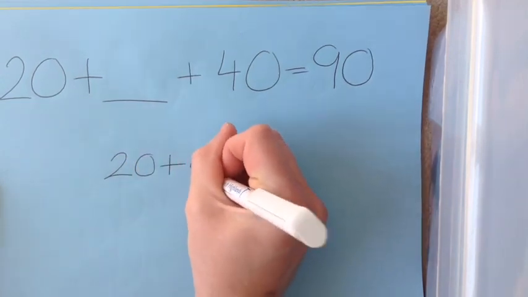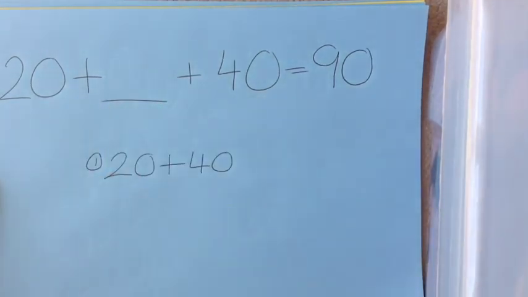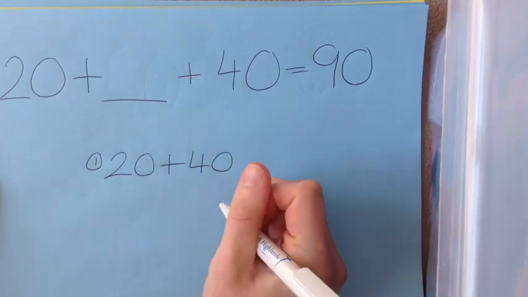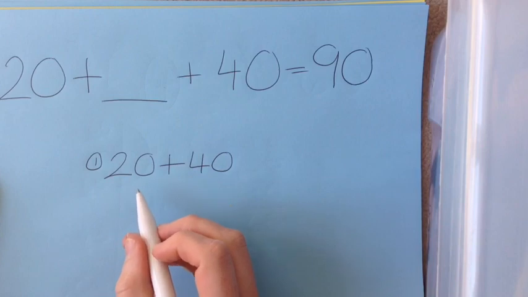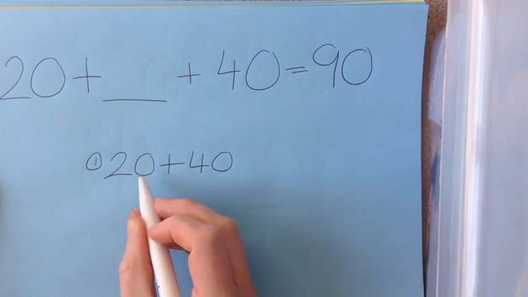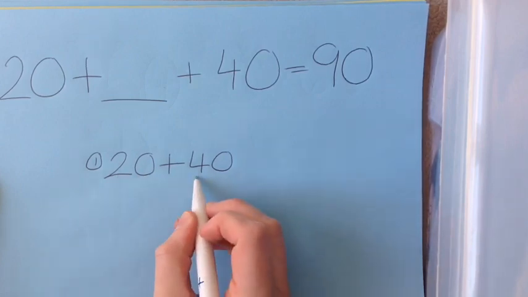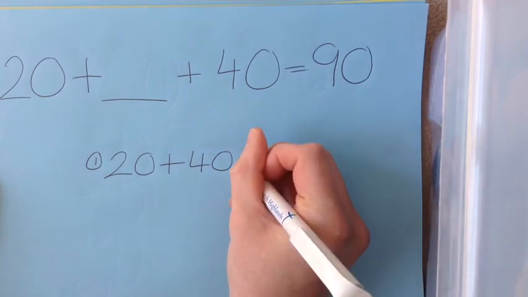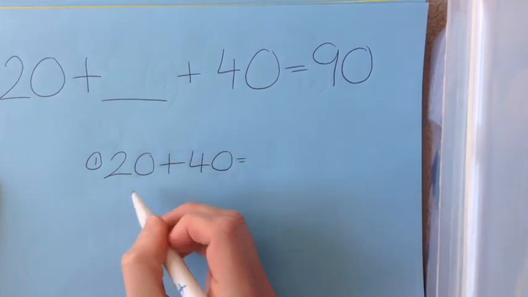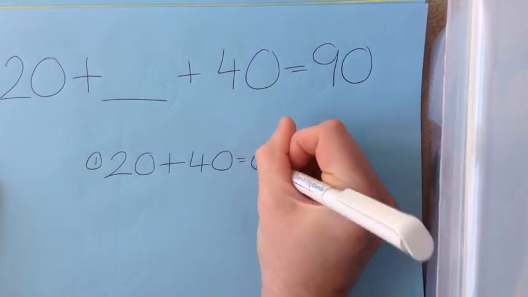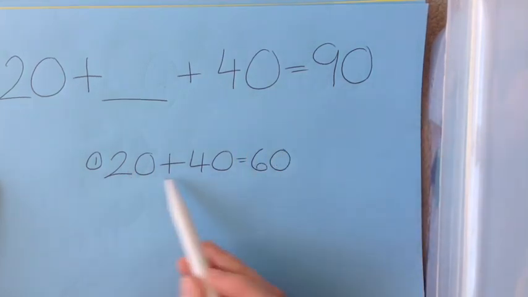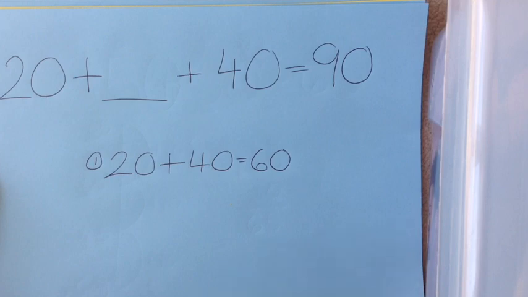20 add 40. That's my first step. Now here I can set that out how I showed you previously using my vertical number line, or I could also think about knowing that 2 add 4 is 6. I have my 0 in my ones column, which means I need to multiply that by 10 to get to my answer, would give me 60. So I can start to use some of the number facts that I know already.